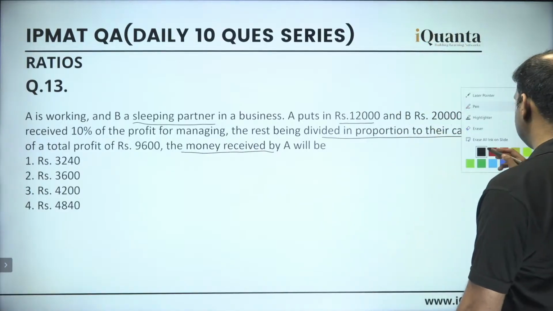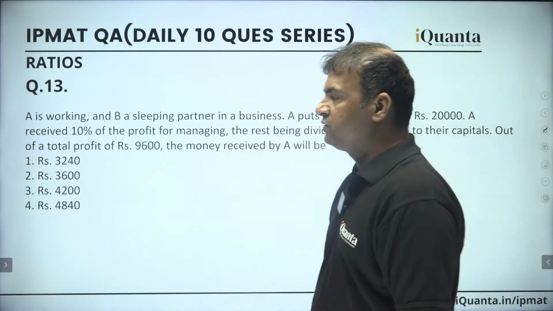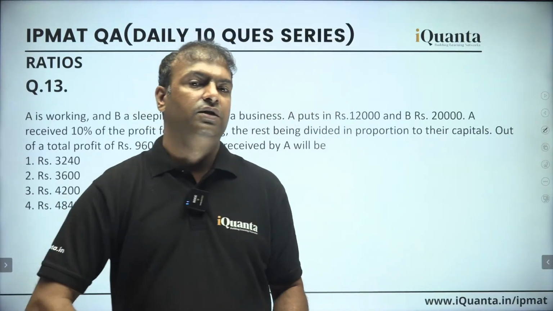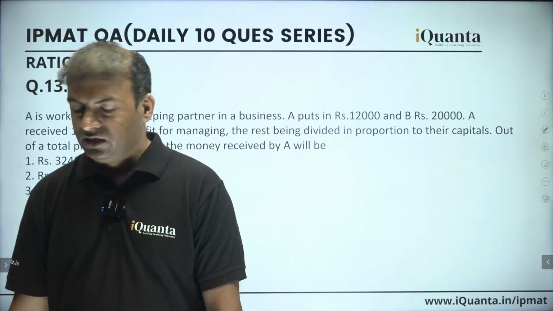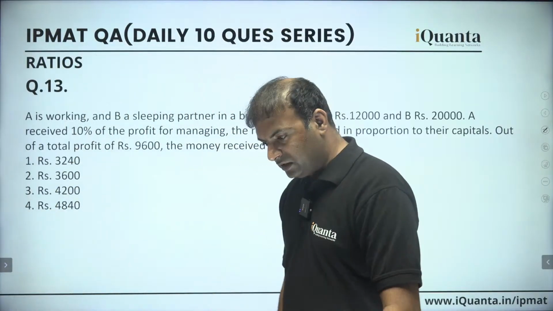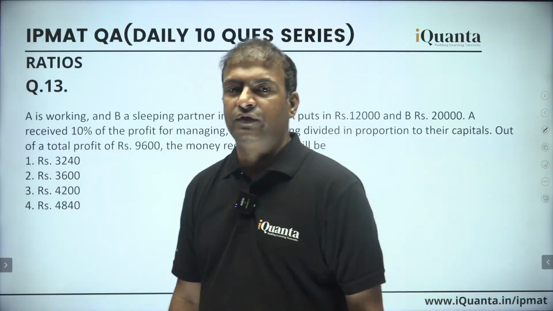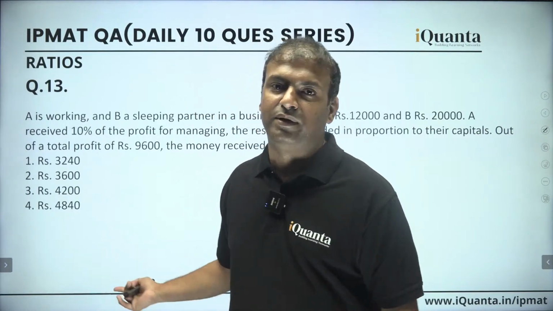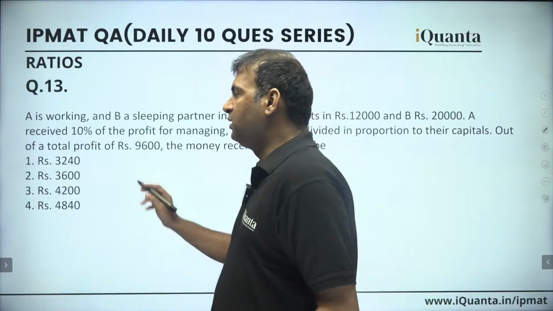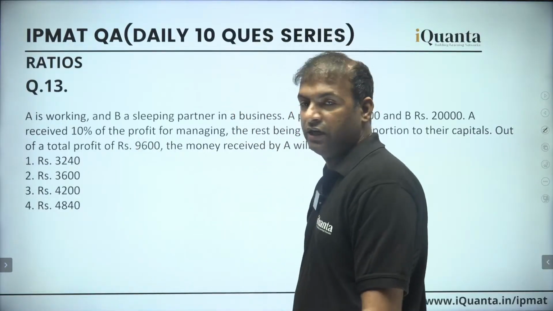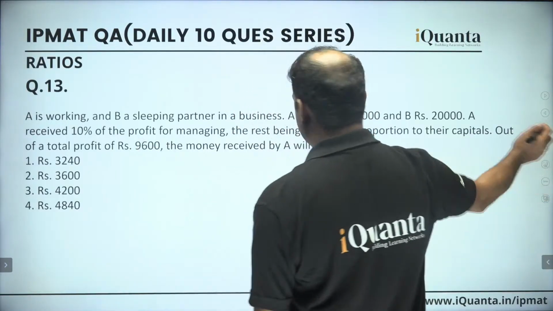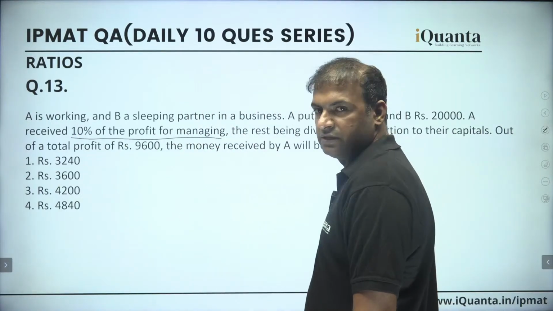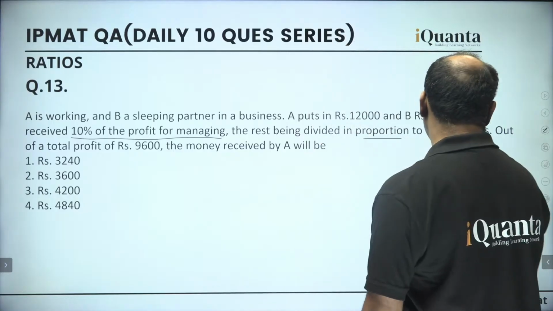Okay guys, so in such kind of questions, when one partner is a managing partner and the other is a sleeping partner, the concept is very interesting, right? The partner who is the managing partner obviously should get some extra credit. So he's getting the credit in terms of money, obviously, right? So the working partner gets some share of the profit. As it is mentioned, the working partner has received 10% of the profit for managing the business, and the rest being divided in the proportion of their capital.